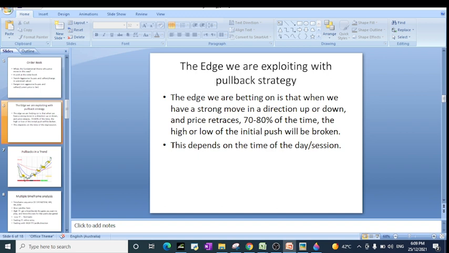So when you are looking for a pullback strategy, if you have a strong push outside of this area, chances are you don't have strong enough players to continue pushing price in the direction you were hoping for. So most of the time, when you get those pushes outside of those market hours, you buy them hoping for price to continue, it just rolls over and hits your stop loss. So it's best to stick to major market opening hours. This is so important.